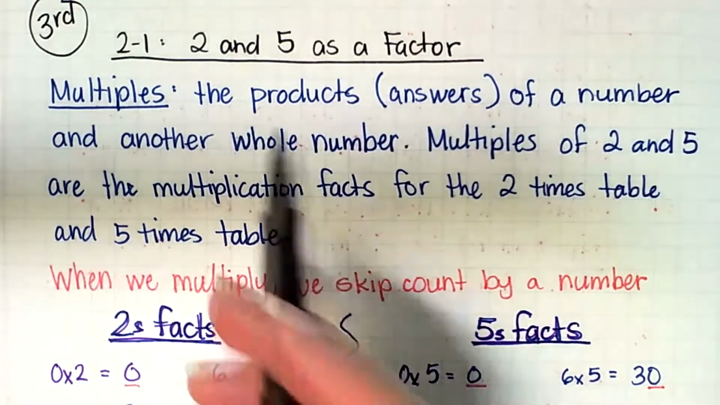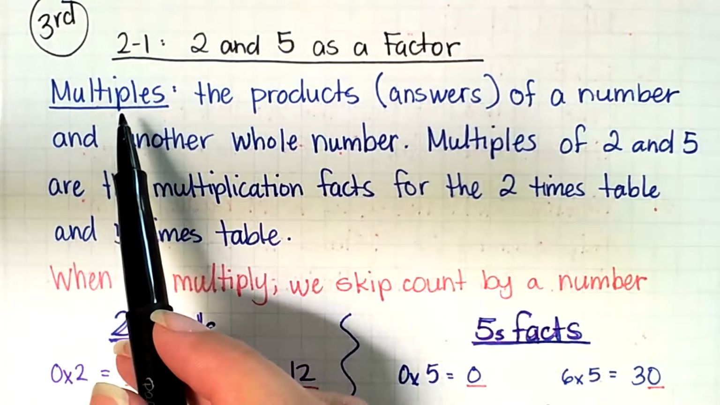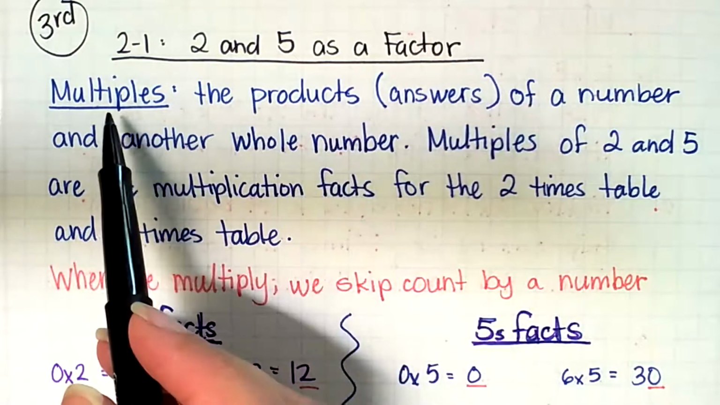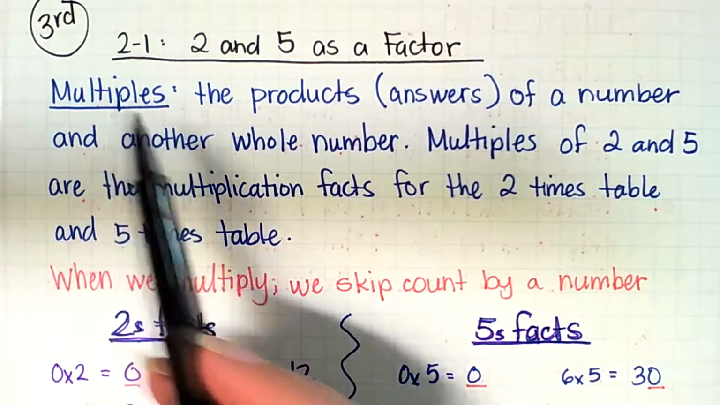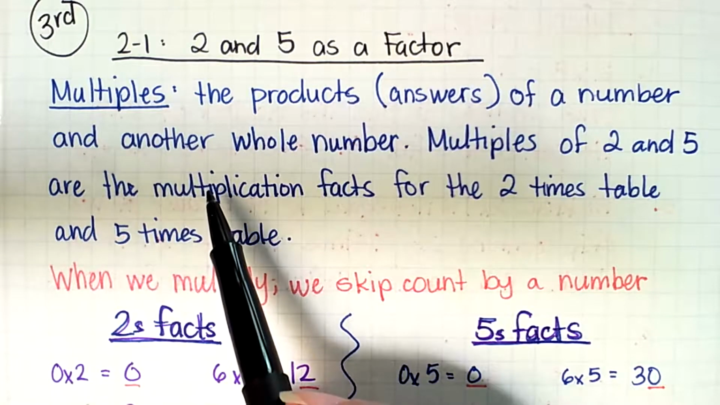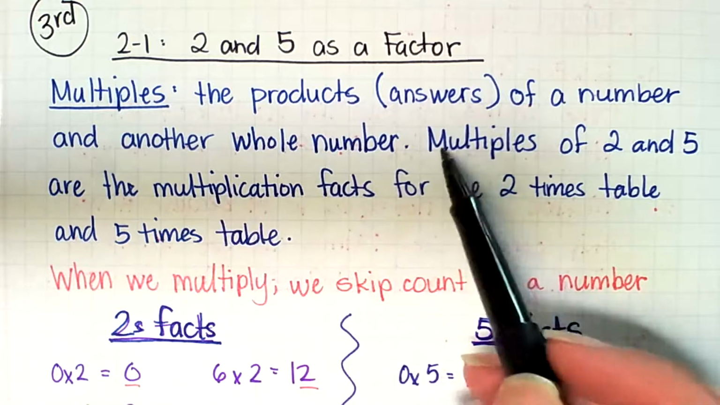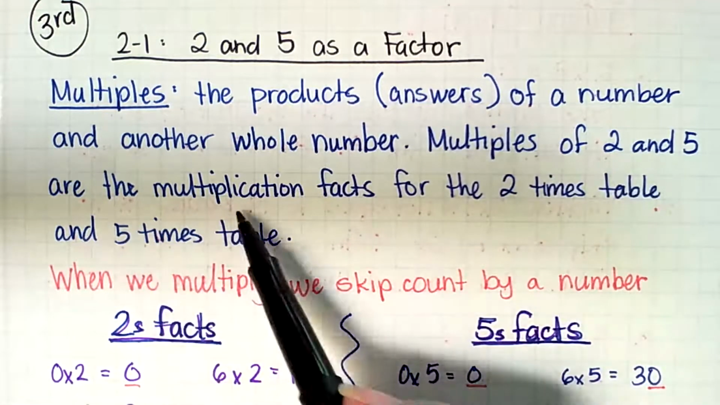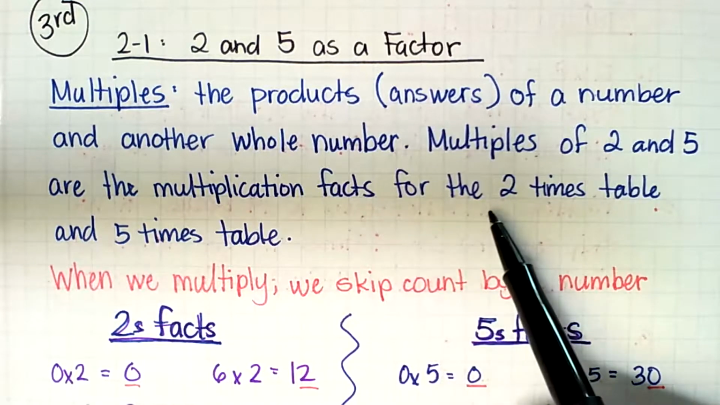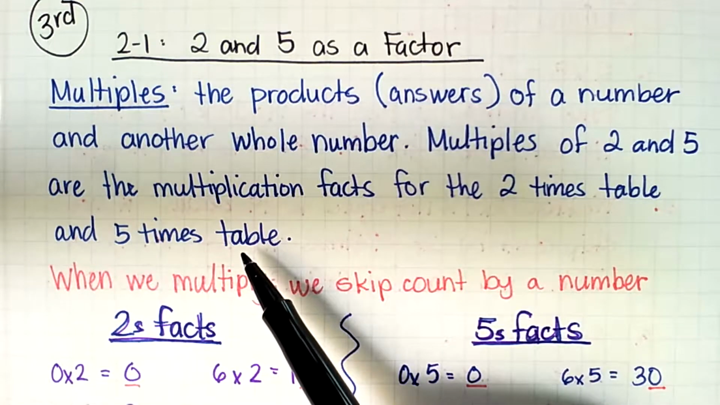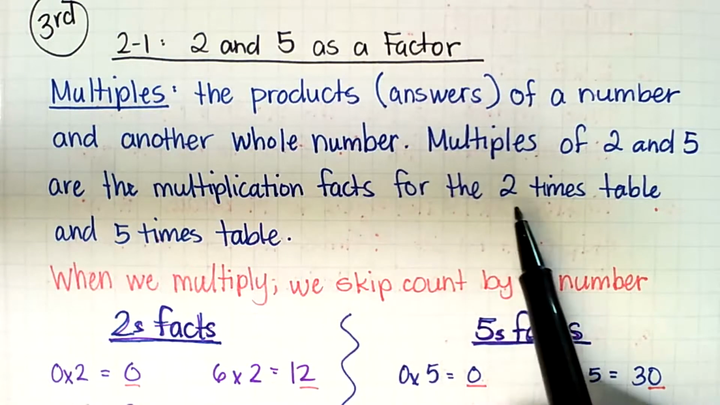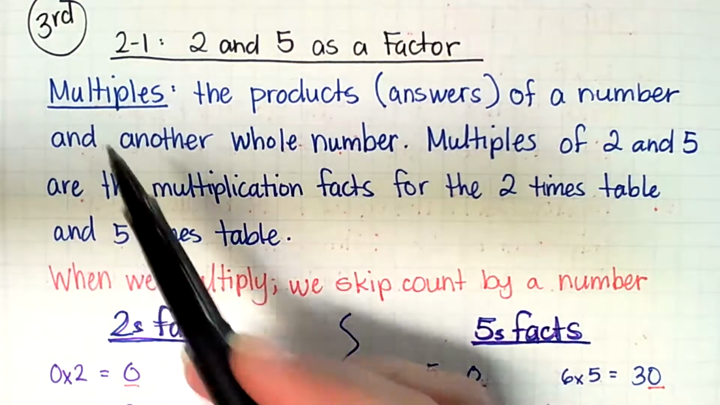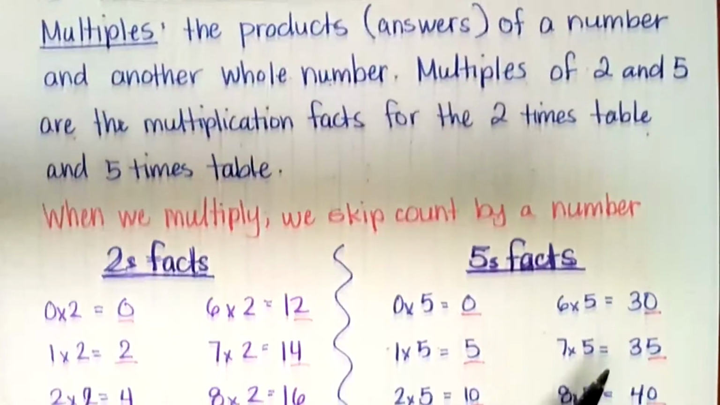Now, we know that we're going to be working with things that we call multiples. The products, or the answers, of a number and another whole number are called multiples. So the multiples are the numbers that we're going to multiply together, or the answers for when we multiply together. So multiples of 2 and 5 are the multiplication facts for the 2 times table and the multiplication facts for the 5 times table. So when you're skip counting by 2, you're looking at multiples of 2. If you're skip counting by 5, you're looking at multiples of 5.